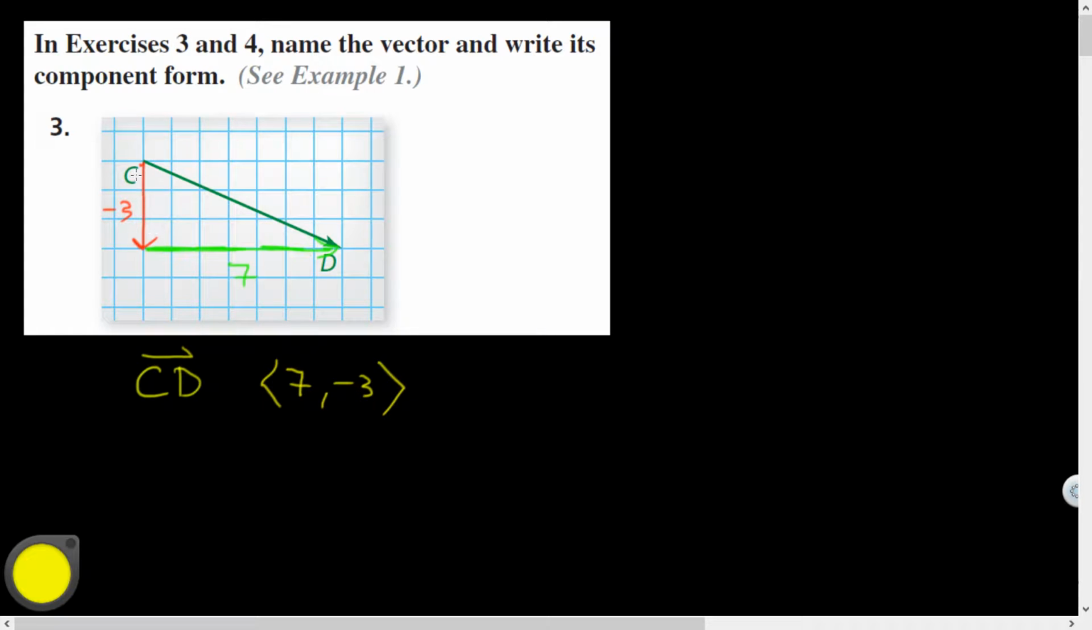Okay, so over 7, down 3 would probably have been the better way to think about that problem. So this is component form. The horizontal component is this horizontal vector, and the vertical component is this vertical vector. And one of the interesting things about vector addition, which you don't have to know right now, is that if I add two vectors together, moving from the beginning to the end gives the resultant vector of those two vectors.